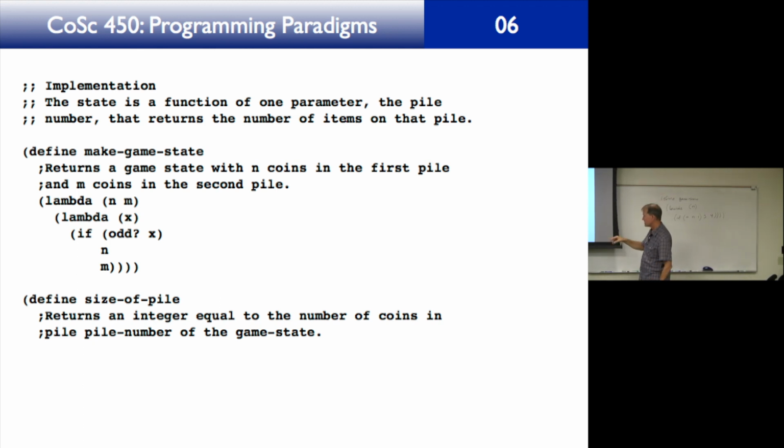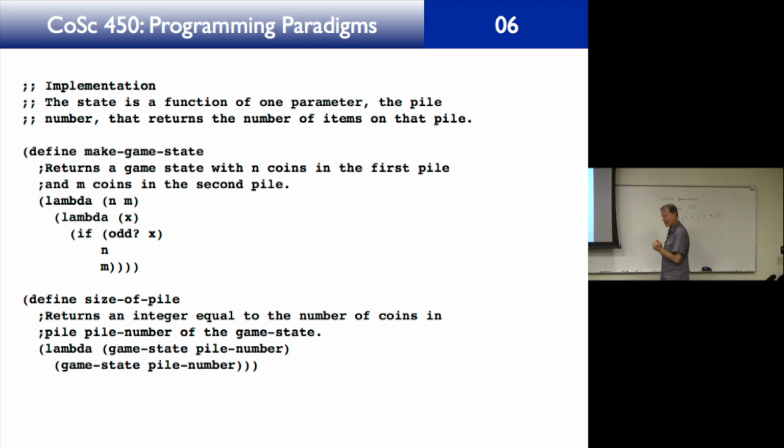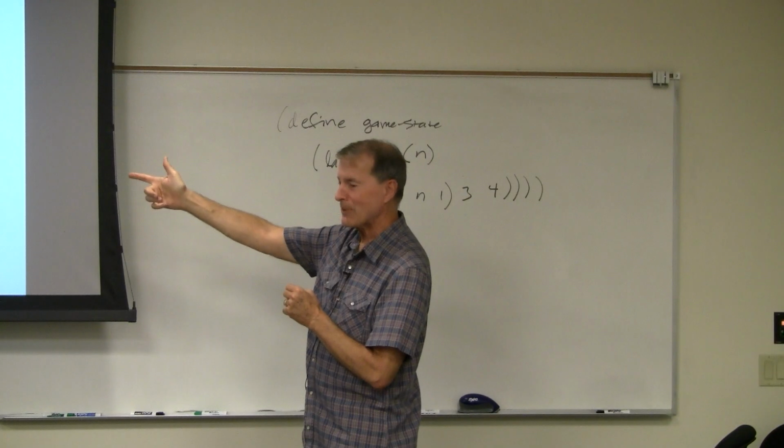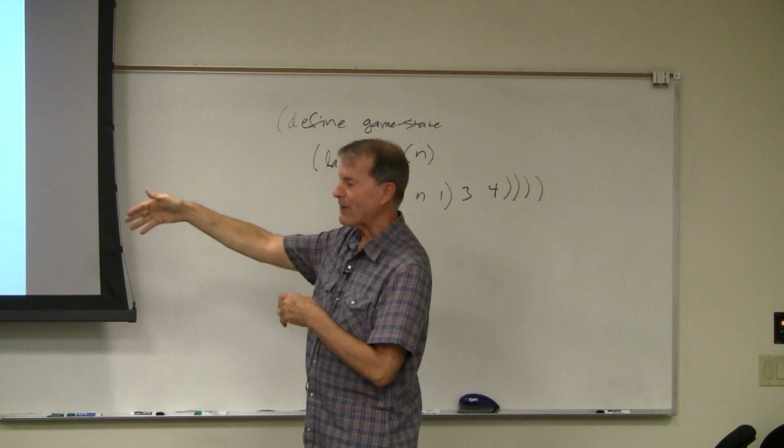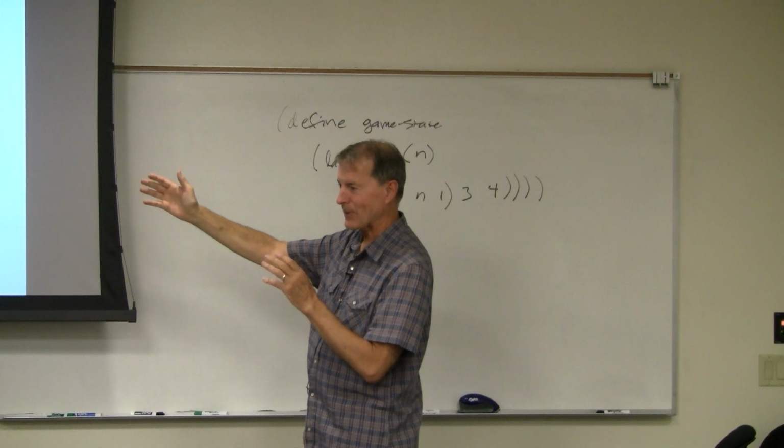Okay, so here it is. Lambda, game state, pile number. And now, because game state is a function, those are the parameters, and now it's just game state pile number. Because what is that doing? That's executing the game state function with the pile number, and that's what gets returned. And look, you can put this code in there. Trust me, I could demo this, but it would just look like a regular game of NIM, but it works.